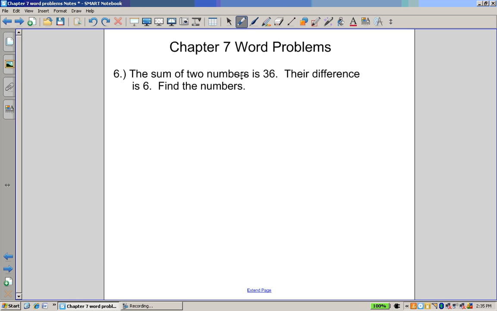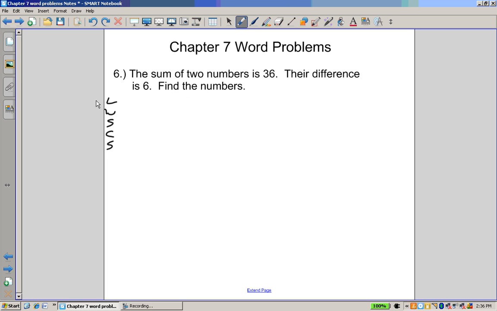The sum of two numbers is 36. Their difference is 6. Find the numbers. Okay, so this one's short and sweet. I would encourage you to pause the video, see if you can do it on your own. Let's see how you did. Let, write, solve, check, sentence.